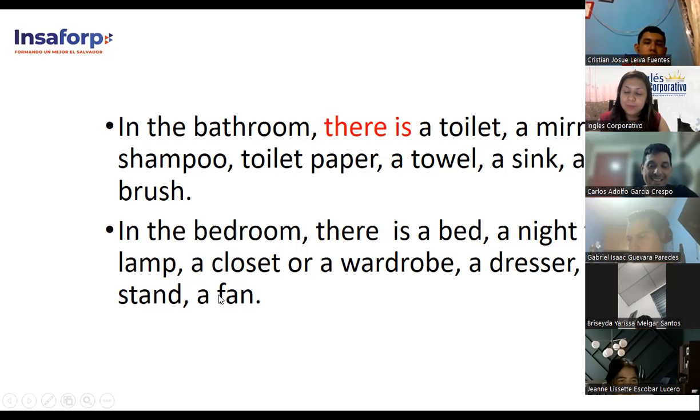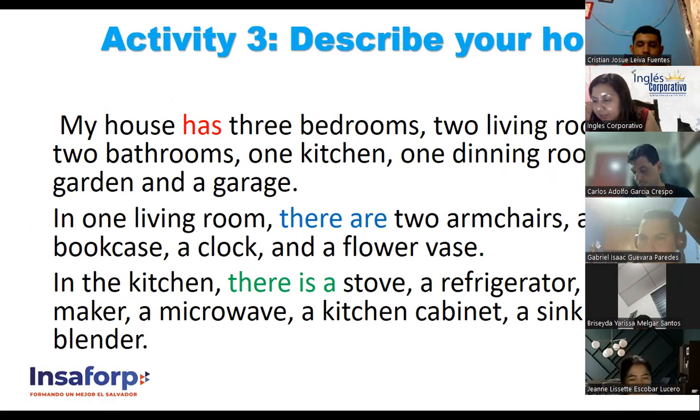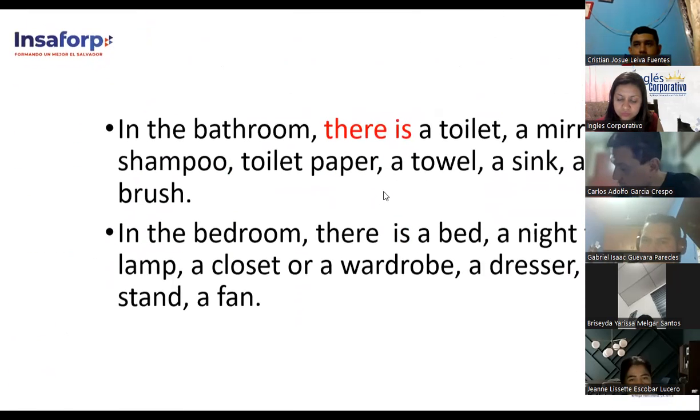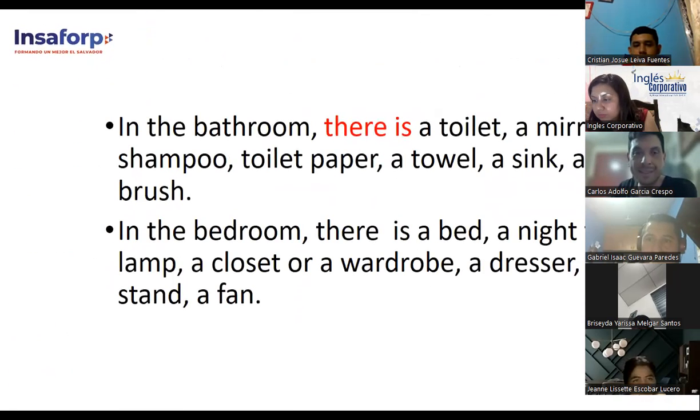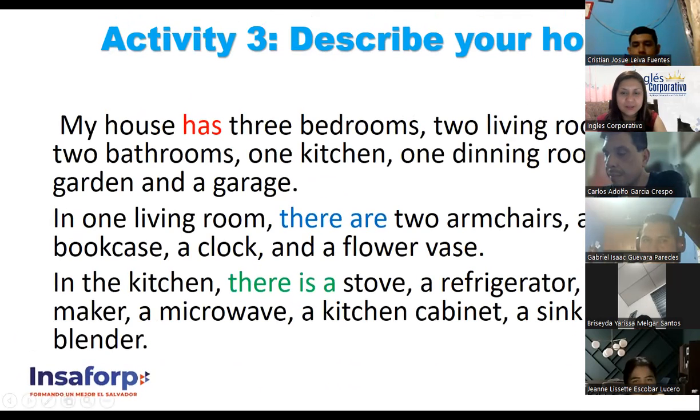Okay, so I'm going to leave this here. And please, in this moment, everybody, write a description of your house. I will send you this. Okay. So let's work on these, guys. You have some minutes to work on the description of your house.